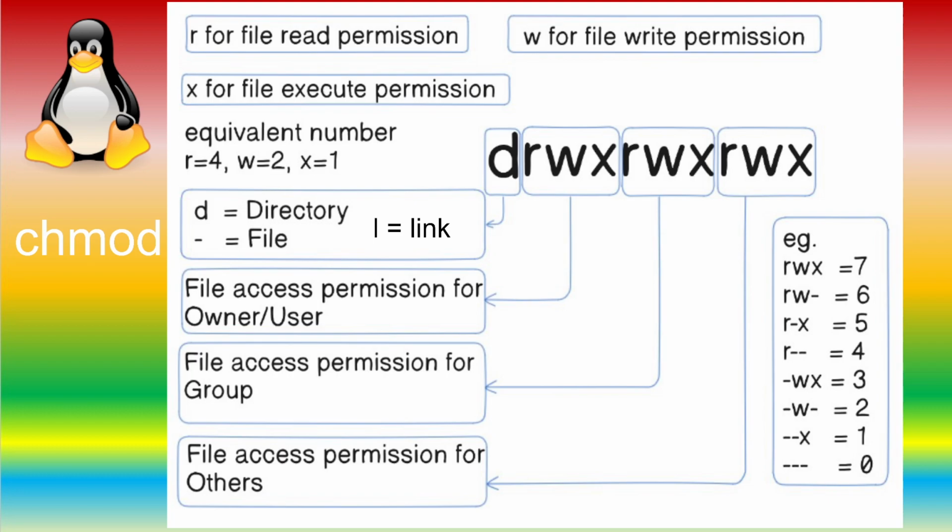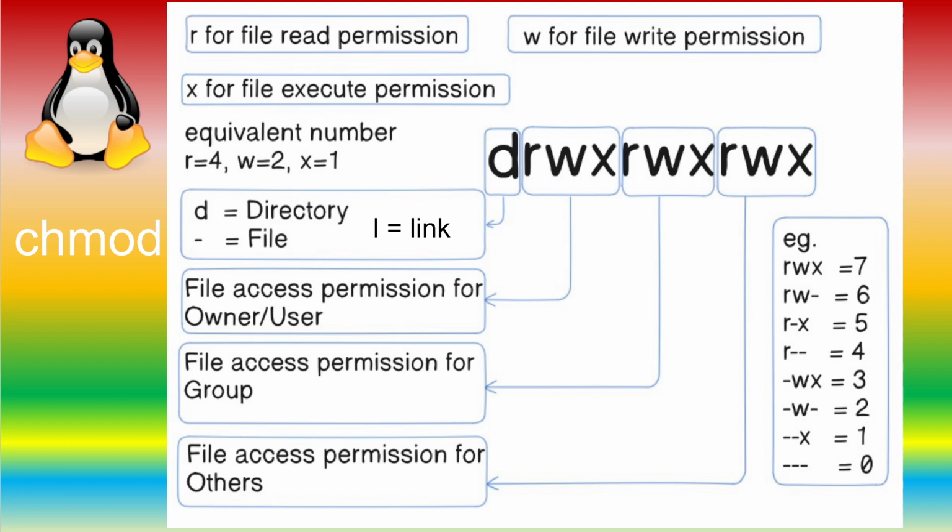And the arrangement is like this: RWX has an equivalent value of 7. The value of R is 4, W is 2, X is 1. So 4 plus 2 plus 1, total 7. RWX is 7. If somewhere RW- is there, or the equivalent value 6, that means that person has read and write permission only. If anywhere R-X is there, or equivalent value 5, that means that person has read permission and execute permission.